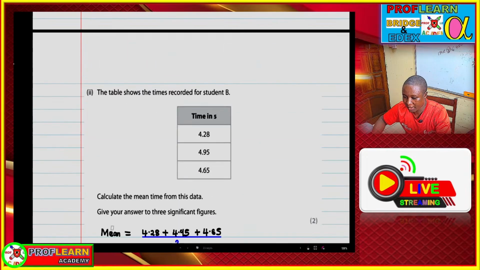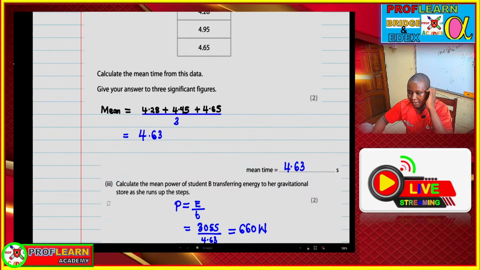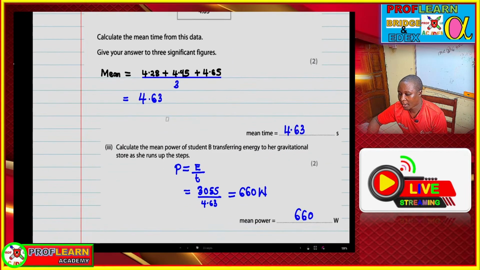Then we are told that the table shows times recorded by student B. Then we are supposed to calculate the mean. Remember, for the mean, you are going to add all the times divided by the number of times recorded. So if you work it out, you'll get your answer, approximately 4.63 seconds. And calculate the mean power.